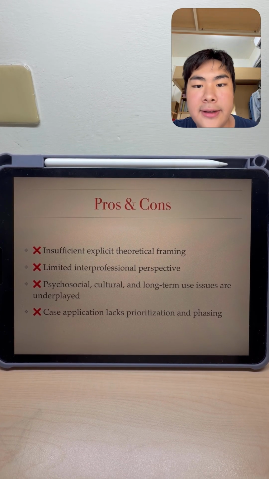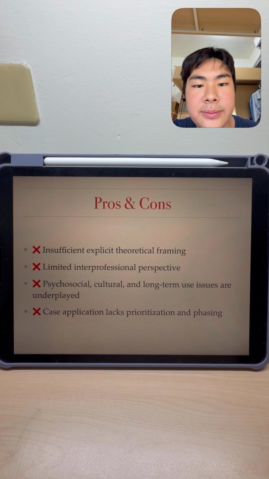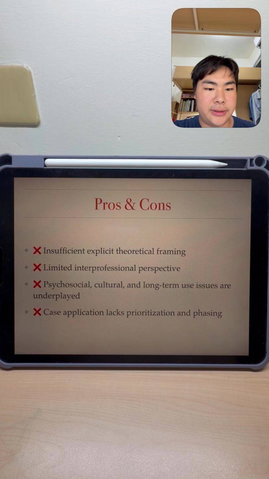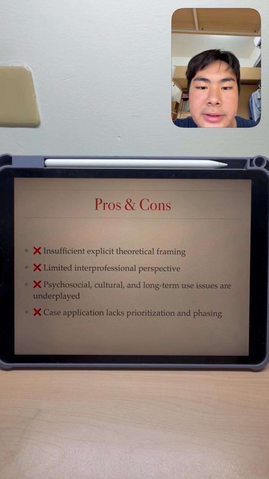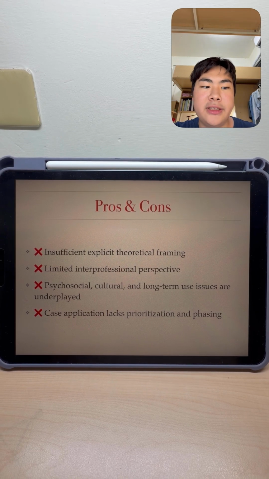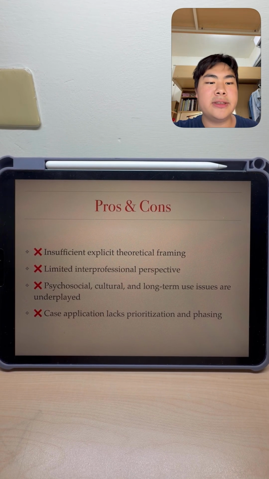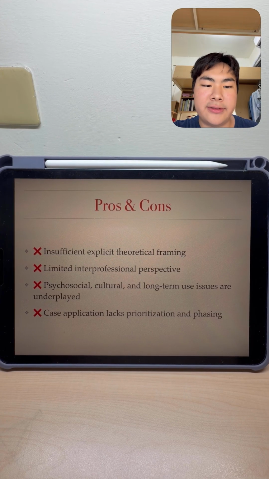And third, psychosocial, cultural, and long-term use issues are underplayed. And last, the case application lacks prioritization and phasing. In the short case, many devices are recommended at once, but without clear priority levels and time phasing.